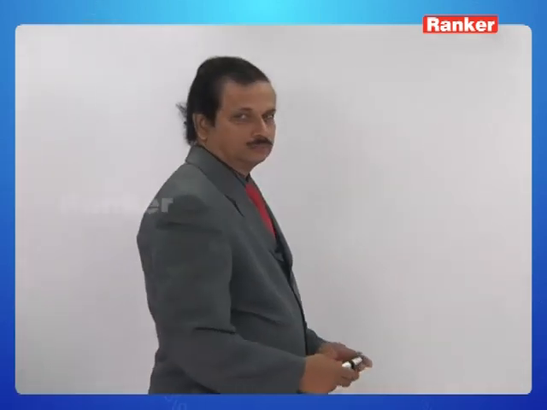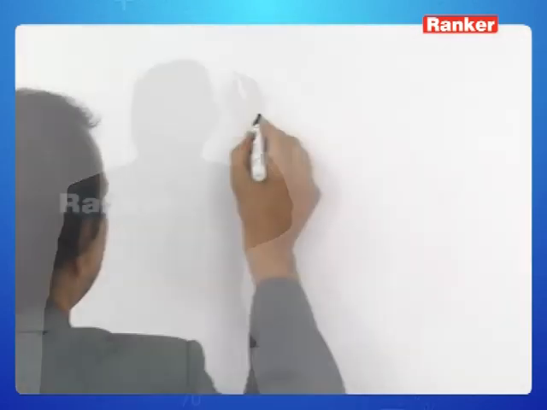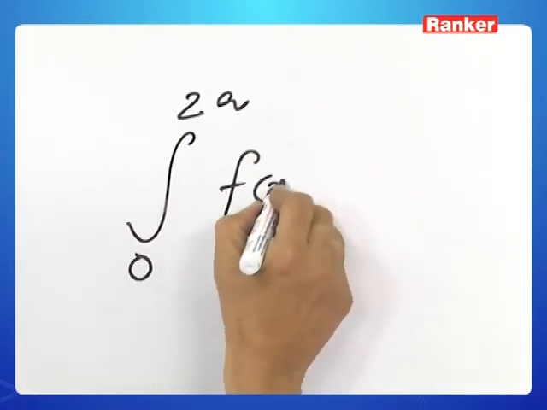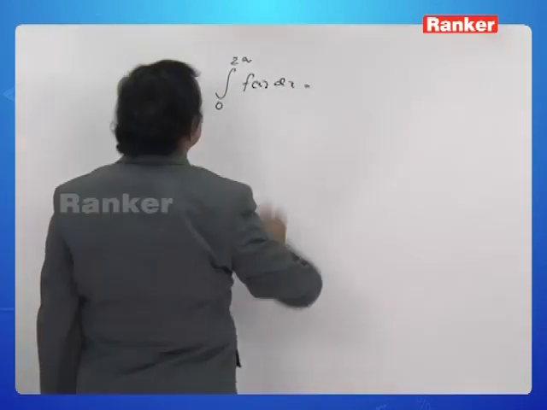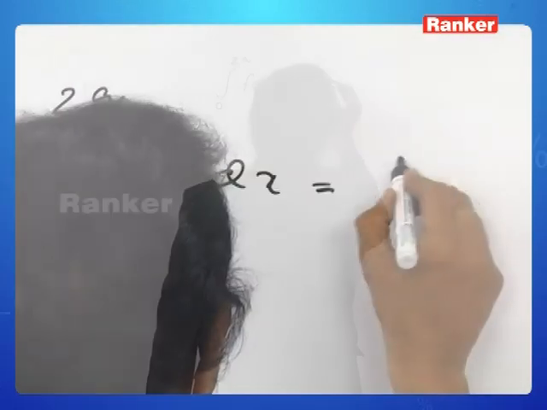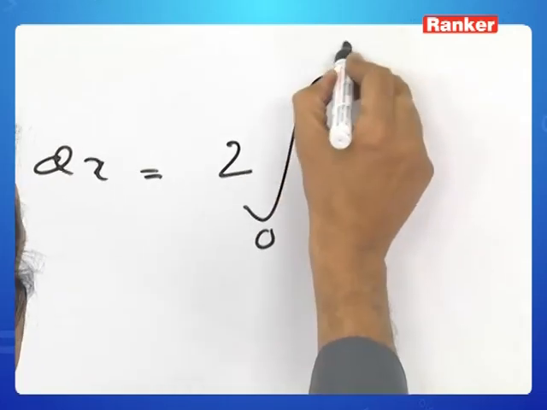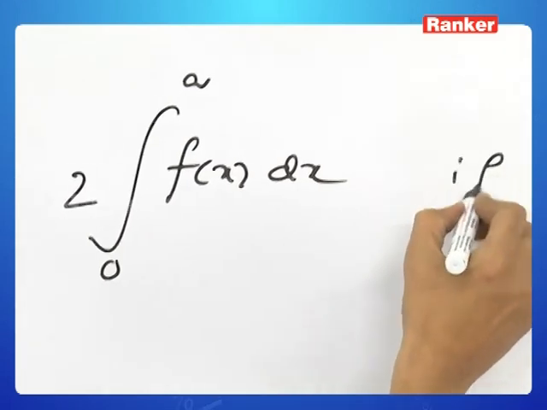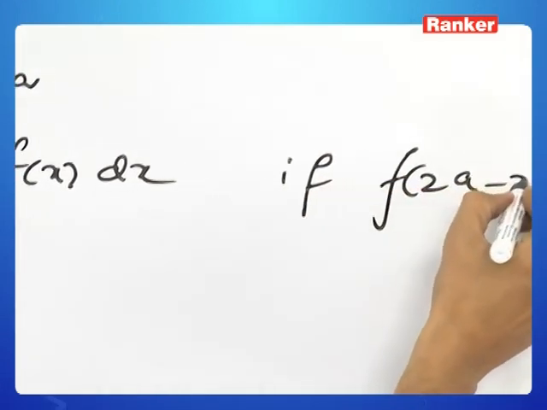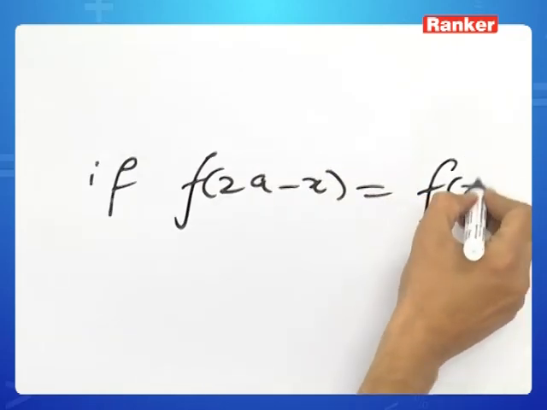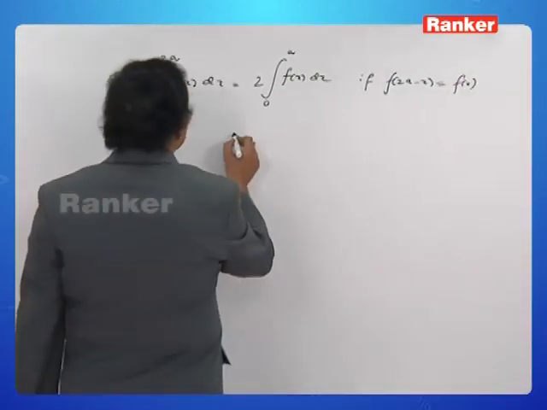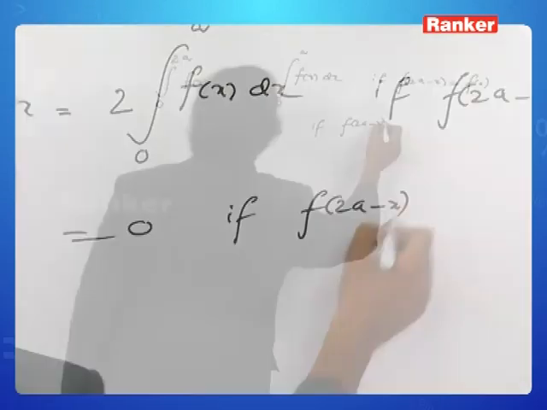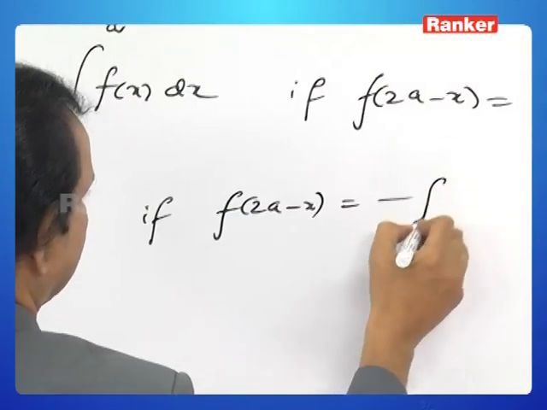Next, one more result. Integral 0 to 2a f of x dx is equal to 2 into integral 0 to a f of x dx if f of 2a minus x is equal to f of x. This is equal to 0 if f of 2a minus x is equal to minus f of x.